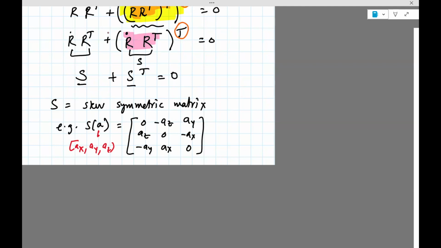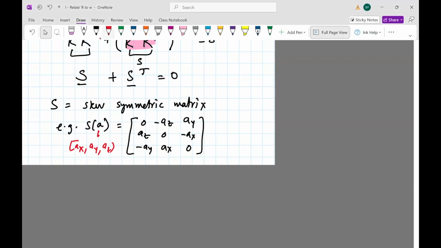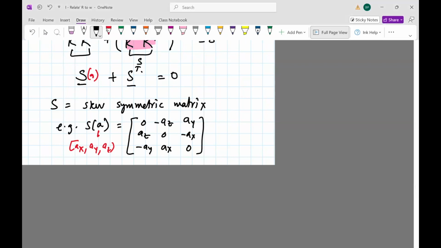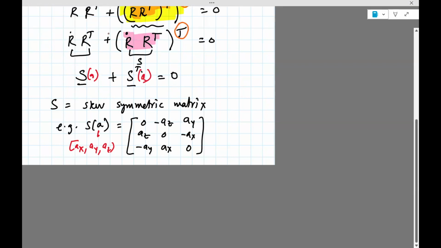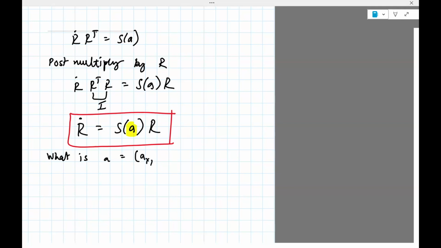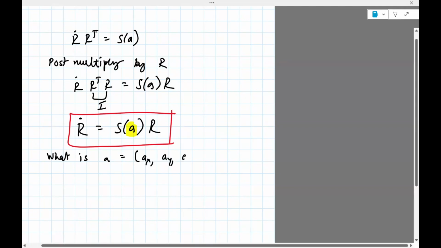So this is saying that let's just call this some S of A. I don't know what that A is, but we need to find that. So this is S of A, where I need to find what A is. From these expressions, we can see that R dot R transpose is S of A. So what is A? I wrote it down as (AX, AY, AZ). So we have to find that.